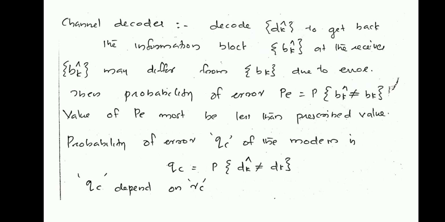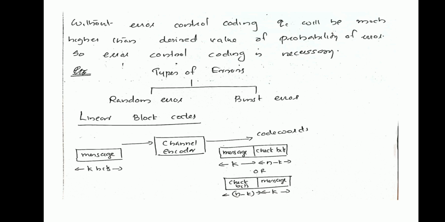The probability of error Qc of the modem is Qc equal to P of dk dash not equal to dk, and this Qc depends on Rc. So that is the channel decoder. Without error control coding, Qc will be much higher than the desired value of probability of error. So error control coding is necessary.